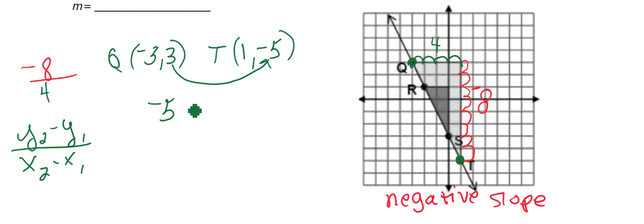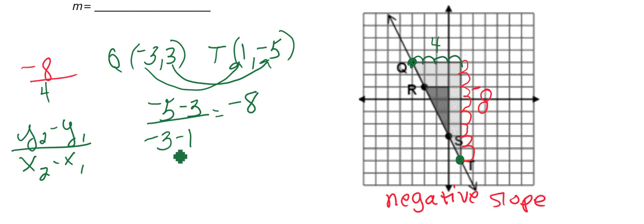So negative 5 minus 3. And then I'm going to take negative 3 minus 1. And what this should give me is the slope I've already calculated. So negative 5 minus 3 is negative 8. Negative 3. Oh, and see, I did this wrong. I need to fix that. I accidentally did x1 minus x2, and I need to do x2 minus x1. So I need to do 1 minus negative 3 equals 4. So negative 8 over 4 is negative 2.